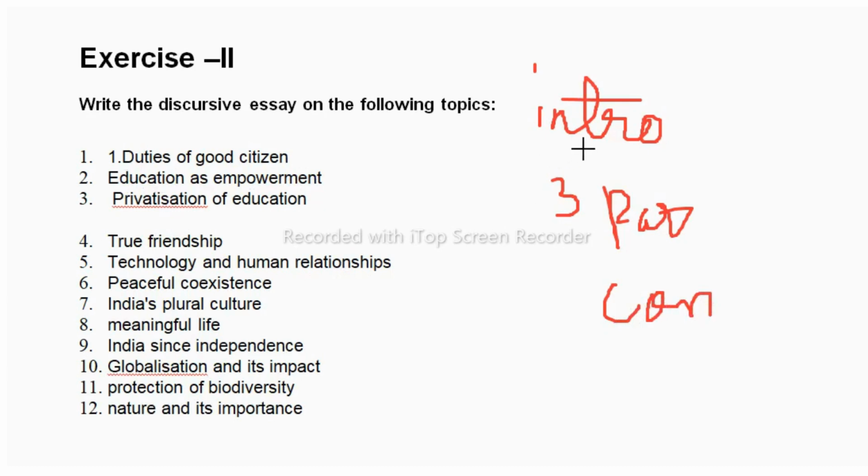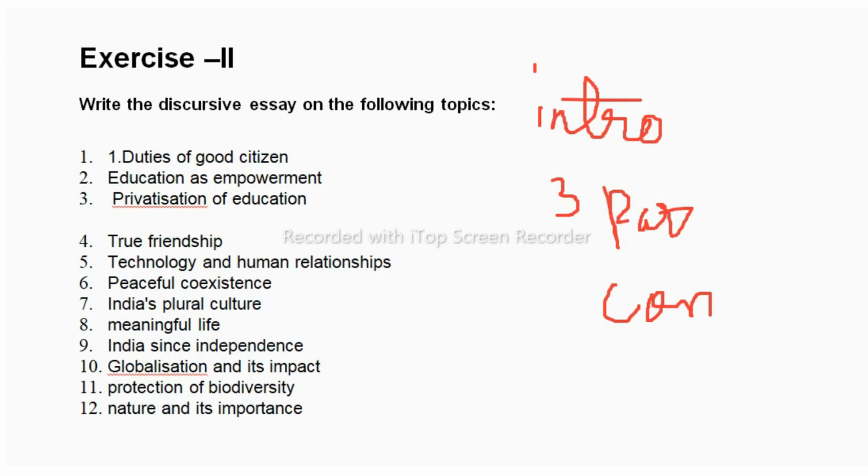So first we'll give the introduction to the duties of a good citizen. If I want to give the introduction, I can say: India is a great country. The citizens of India are blessed with many rights and also responsibilities. A good citizen is one who is aware of both his duties as well as his responsibilities. He or she should perform them not only for himself or herself, but for the sake of society and also for the nation.